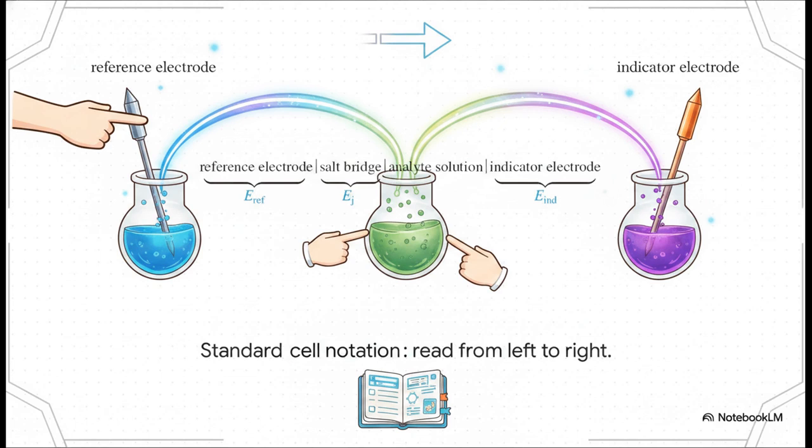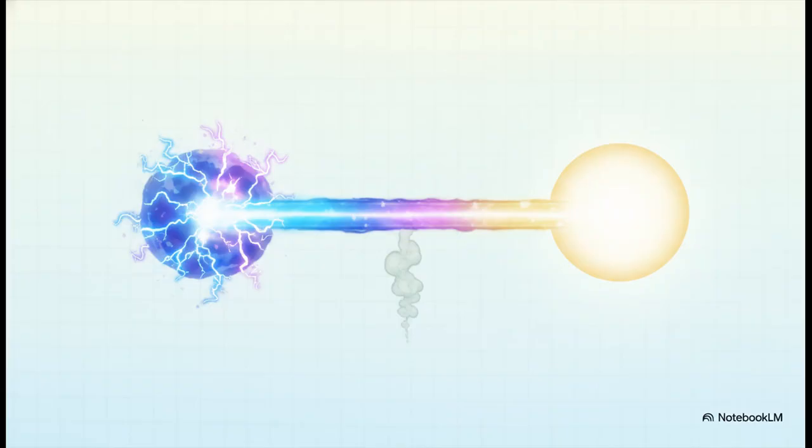Start at the reference electrode, move across the phase boundary of the salt bridge, slip into the analyte solution, and finally arrive at the indicator electrode. It's just a really elegant way to communicate an entire laboratory setup in one single line of text. And naturally, that shorthand perfectly sets up our main governing equation for the total cell potential.